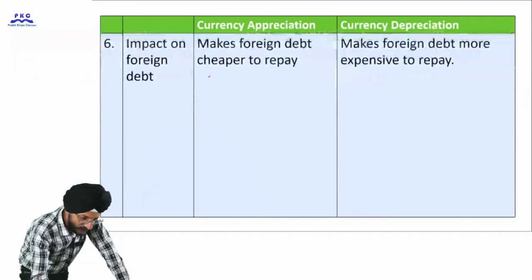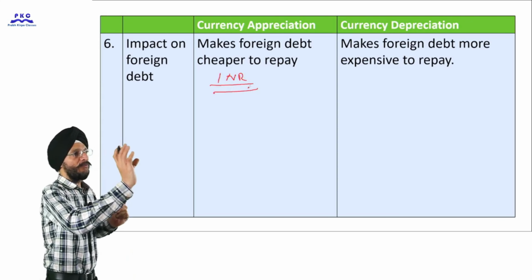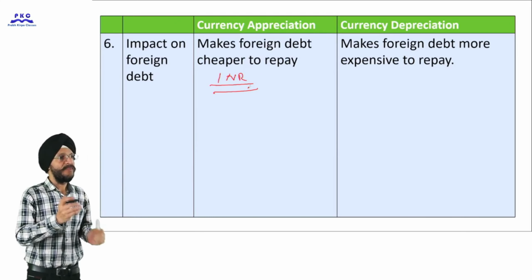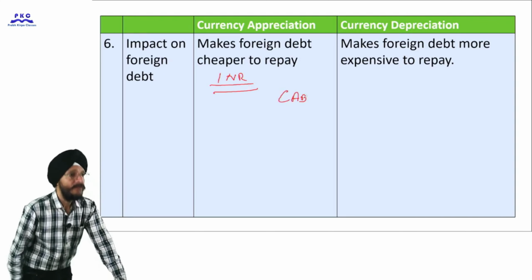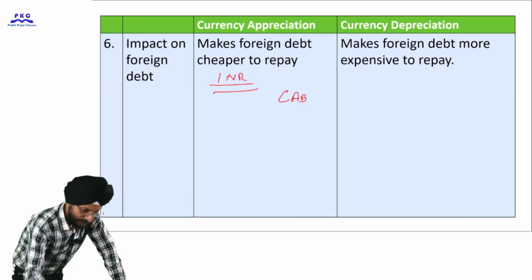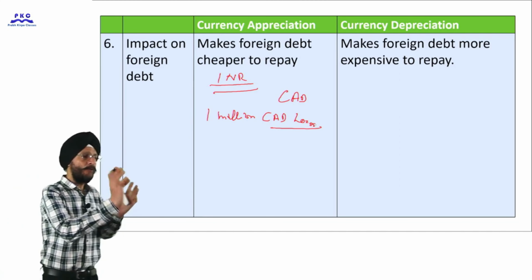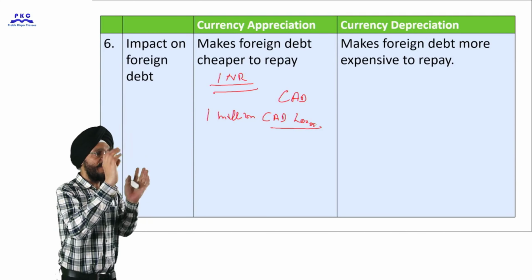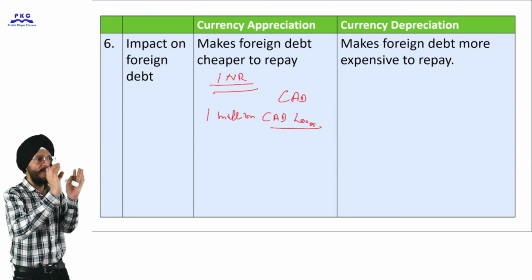We are living in India. Our currency is the Indian rupee. Suppose we take a loan from the Canadian government. What is the currency of Canada? It is the Canadian dollar. Suppose we take a 1 million Canadian dollar loan. That is, the loan has been taken in foreign currency and the currency denomination is Canadian dollar. The Indian government has taken a loan of 1 million Canadian dollar.